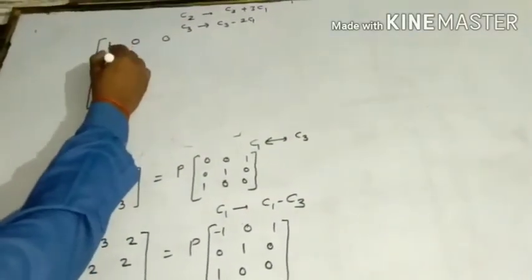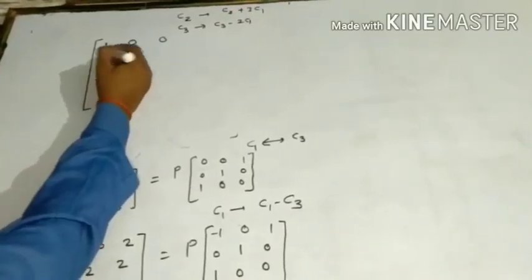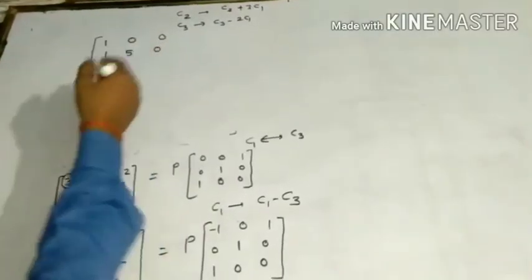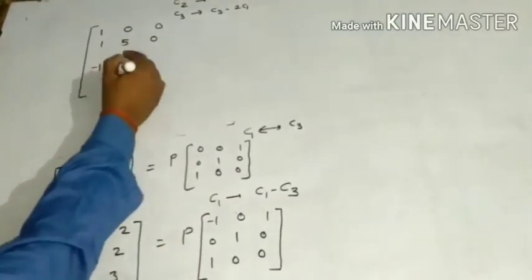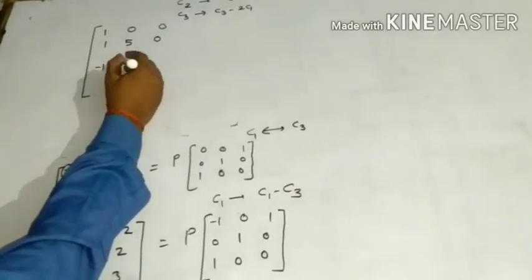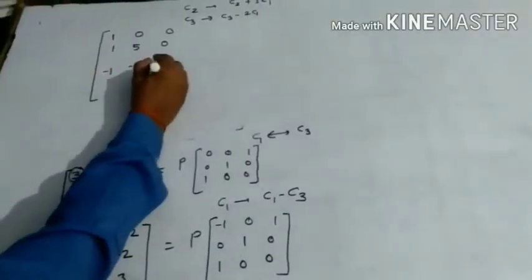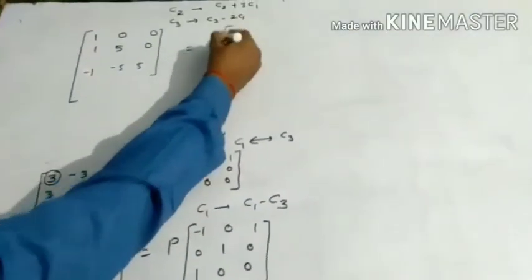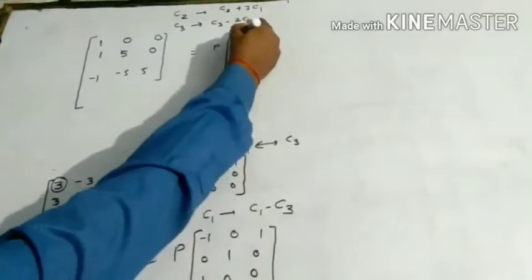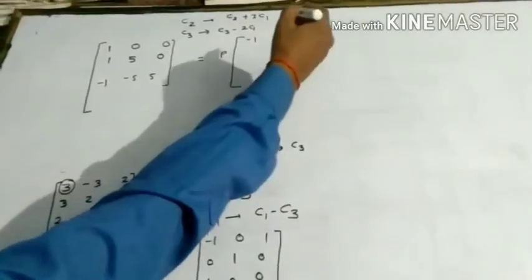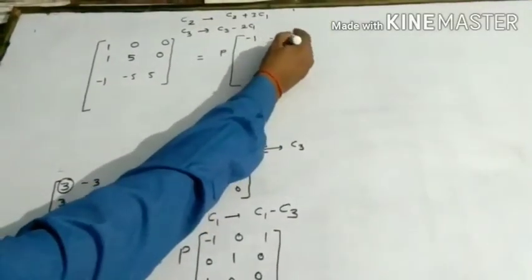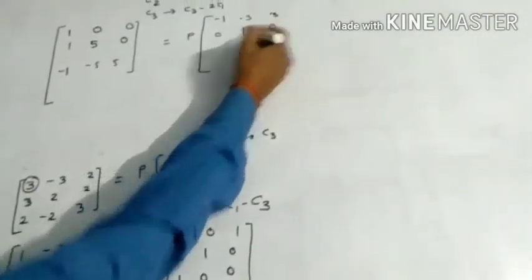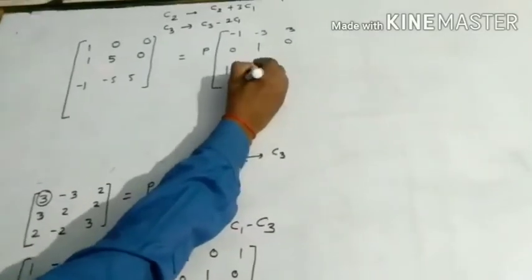Here we have 1, then this is the 5, then here this is the 0, and this becomes minus 1, and here this is the minus 5, and then this is the 5. On this side P, this is minus 1, and then this becomes minus 3, this is the 3, and here 0, 1, 0, 1, 3, minus 2.